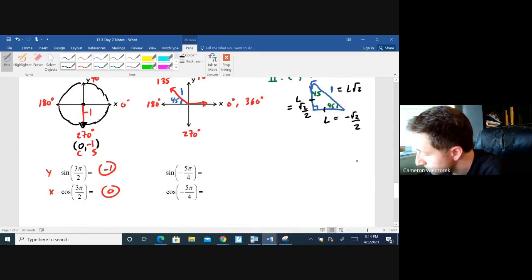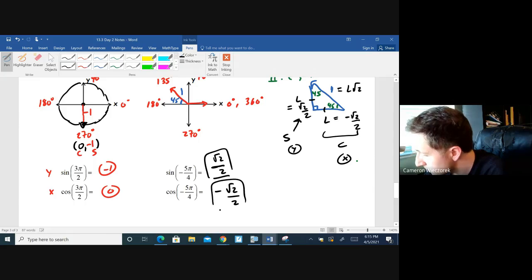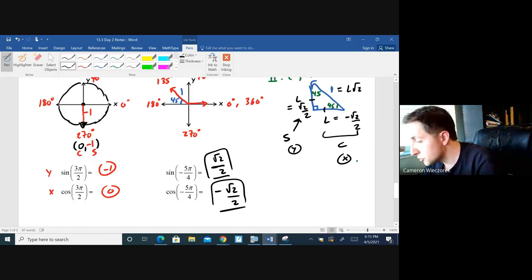So cosine is this one, and sine is this one. X, Y. Sine is going to be positive rad 2 over 2. Cosine is going to be negative rad 2 over 2. And that's it. Really, the additional step here is converting from radians to degrees first so that it's easier for you to deal with. The rest of it is just drawing your triangles and continuing to practice your 30, 60, 90 and your 45, 45, 90 rules.